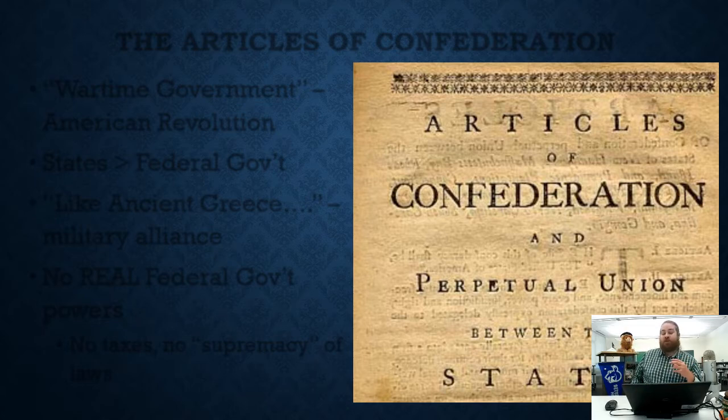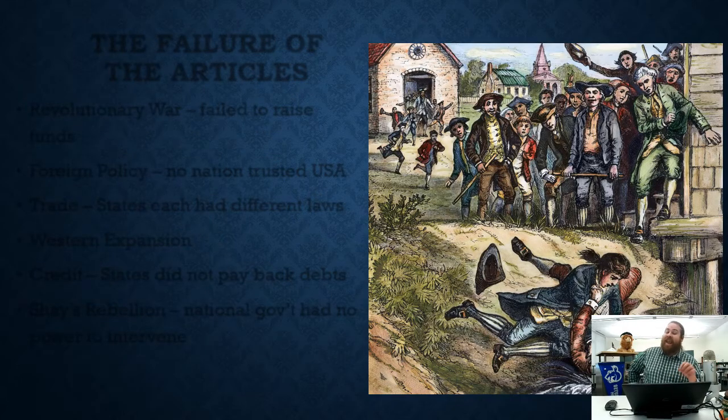And so under the Articles of Confederation, there were no real federal government powers. It pretty much just existed to keep this alliance together during the war. This government could not collect taxes, could not force states to follow laws, and so ultimately you're looking at a government that really doesn't have a lot to do. The Articles of Confederation really had some detriments that caused it to fail.